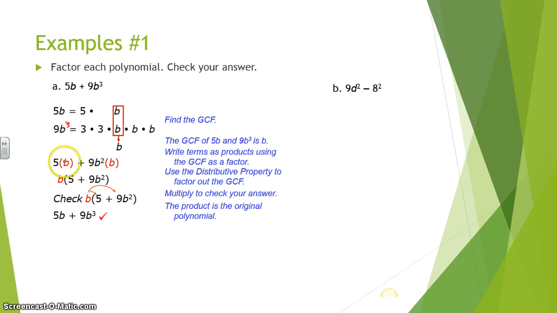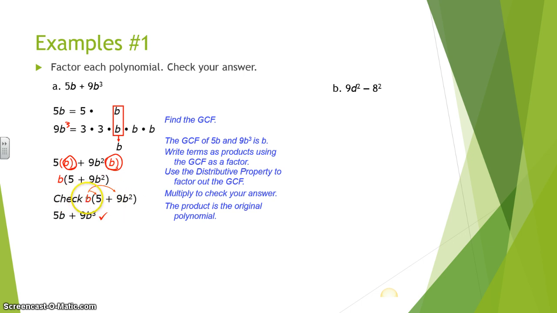So what we have here is the greatest common factor is b, so we write 5 times b plus, now since we took out a b, since that's the greatest common factor for 5b and 9b to the third, what we would have now is 9b squared times our b. So we use the distributive property to factor out the greatest common factor. So we're going to factor out this b. So we bring it outside of the parentheses. So we have b parenthesis 5 plus 9b squared.